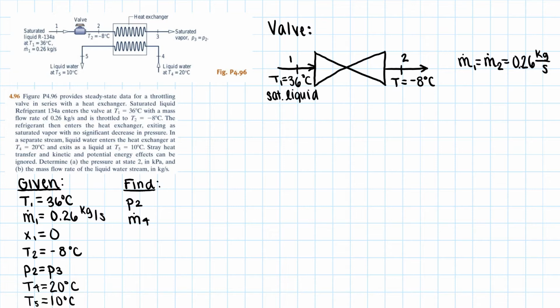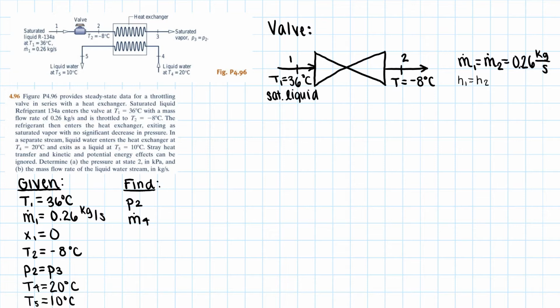At state 1, we know the temperature, we know that it's a saturated liquid, and we were given the mass flow rate of the refrigerant. At state 2, we know the temperature, and we know that the mass flow rate is going to remain constant from state 1 to state 2. The other important thing we know is that it's a valve, which means that the enthalpy is going to remain constant. So once we find the enthalpy at state 1, we will know that H1 will be equal to H2.